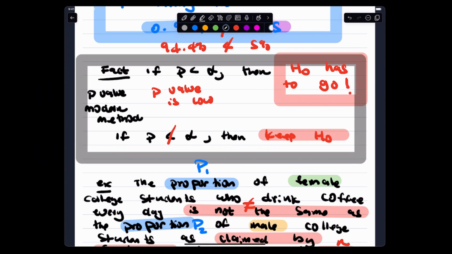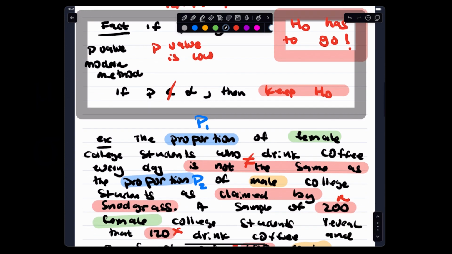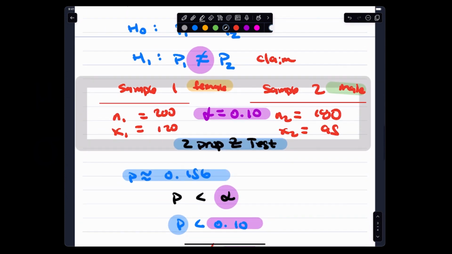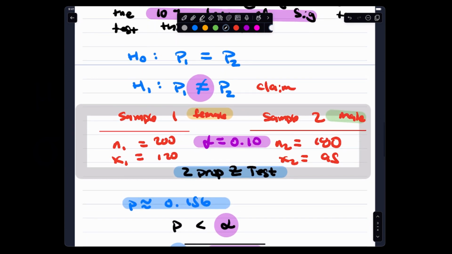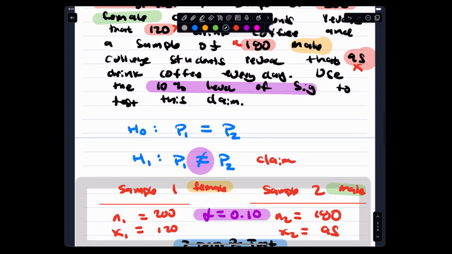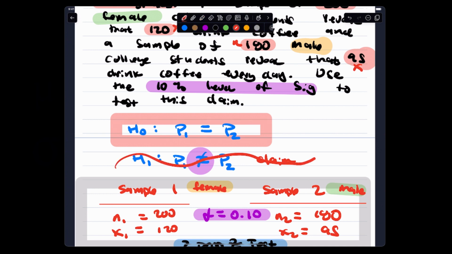Keep the null. So what's your null? Your null is right here. Let's keep it. Okay, so we're going to keep the null. And if we keep the null, what does it mean about the alternate? The alternate's gone. Now tell me about the claim, because we have to determine what this means. What does this mean, ladies and gentlemen?